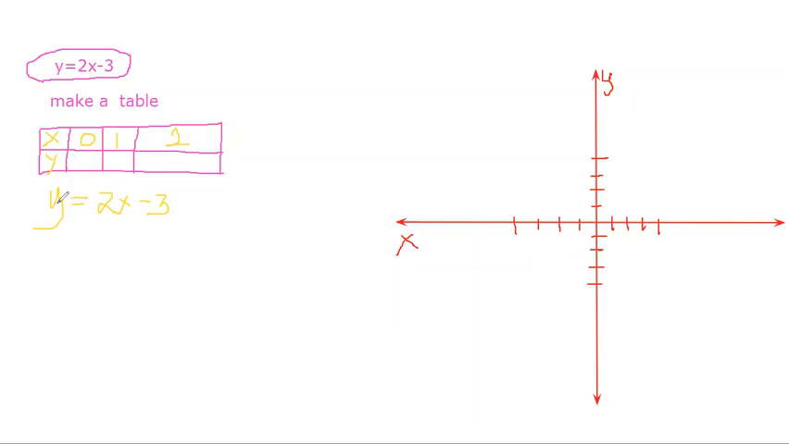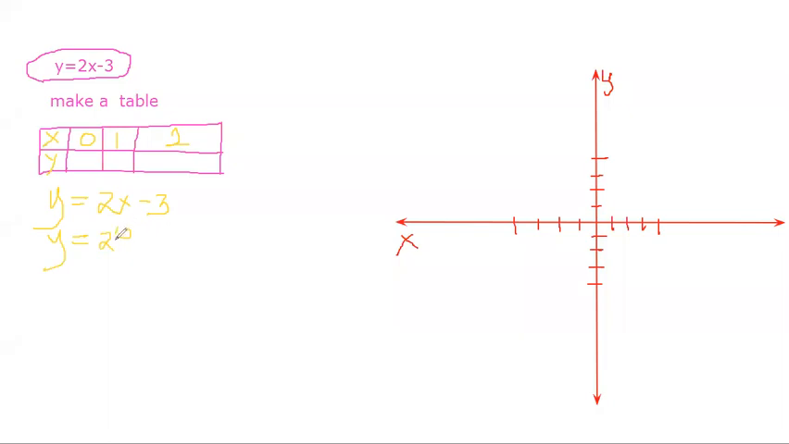Now, let's solve for y using the equation. I copied it here: y is equal to 2x minus 3. After that, you will plug in 0 into the equation. Replace this x with 0. So y is equal to 2 times 0.